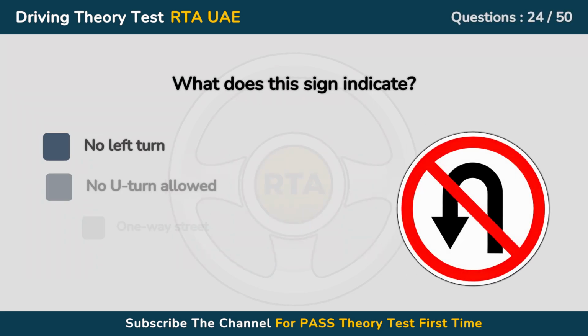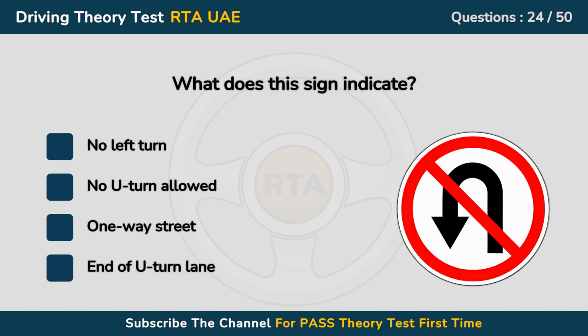Question 24. What does this sign indicate? A. No left turn. B. No U-turn allowed. C. One-way street. D. End of U-turn lane.